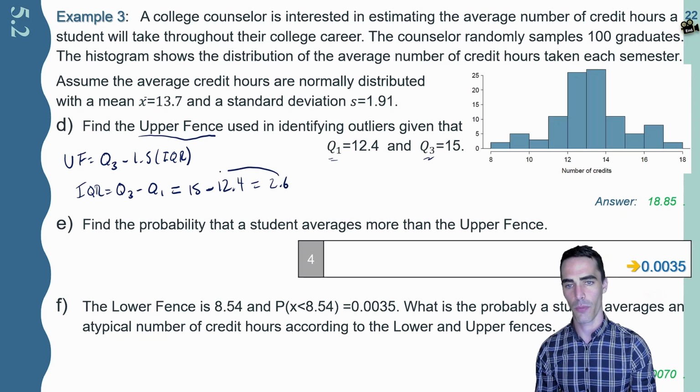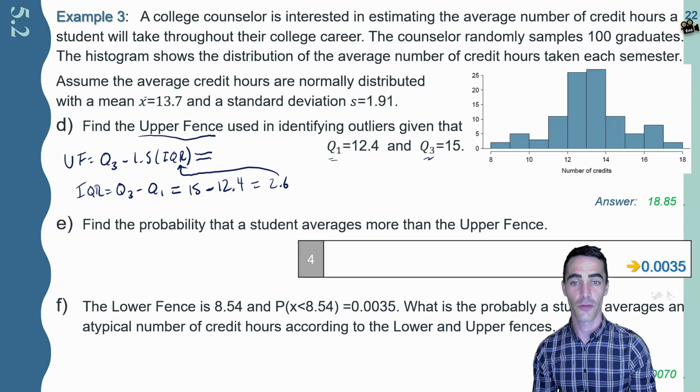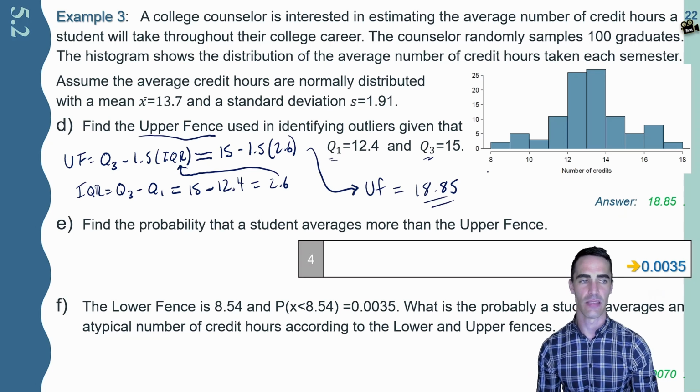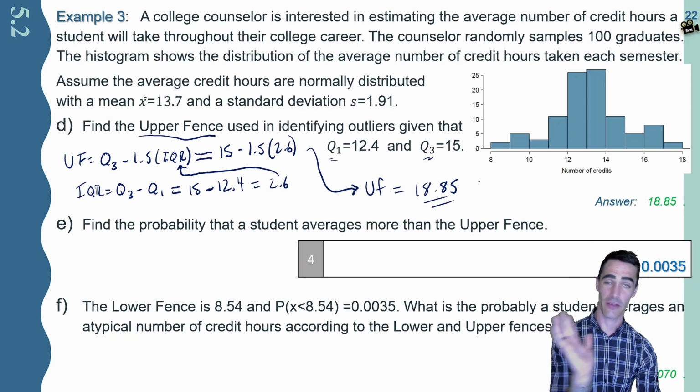I can then bring that up and plug it into my upper fence. I can write equals, for Q3, that was 15, plus 1.5 times the IQR, which we just computed was 2.6. I bring this down over here. Upper fence is equal to 18.85. And this represents, again, credit hours that are on the upper extreme.